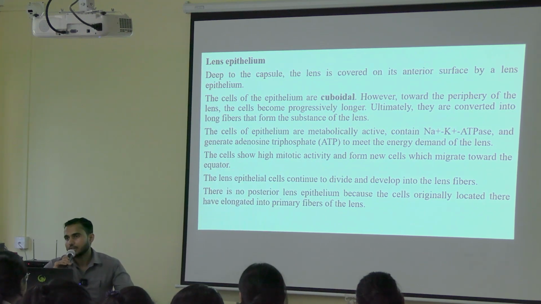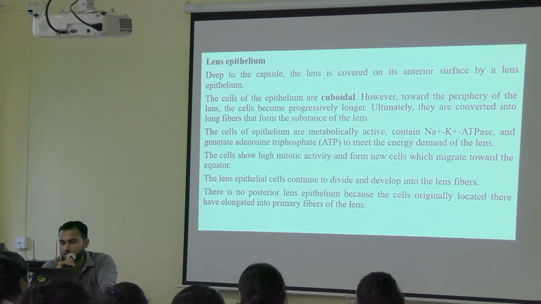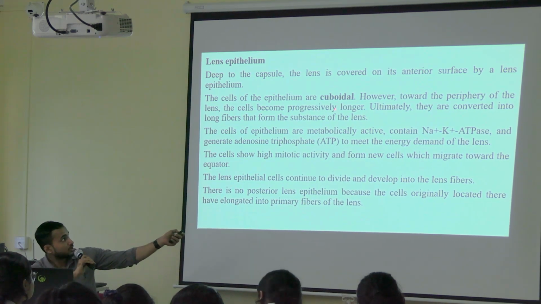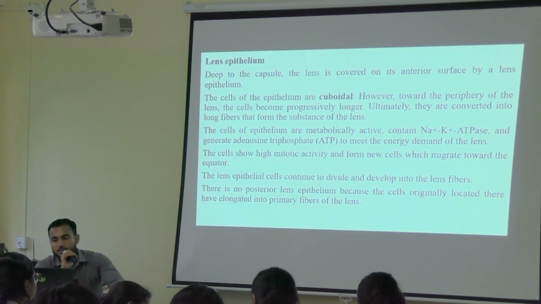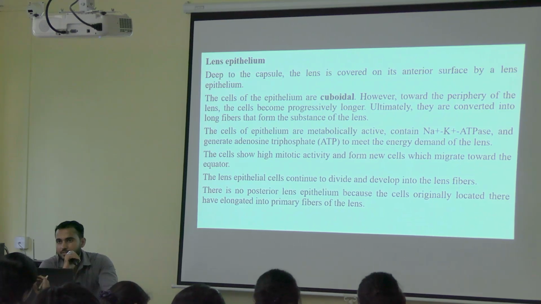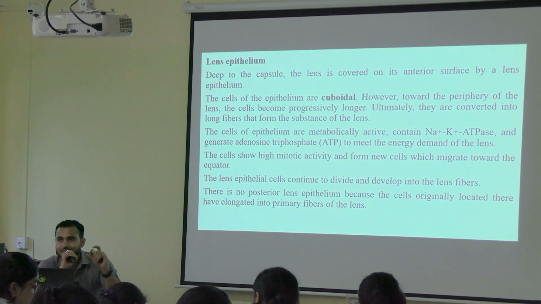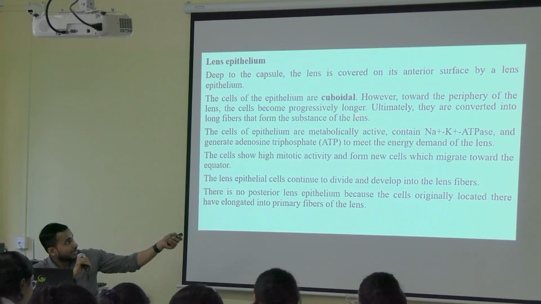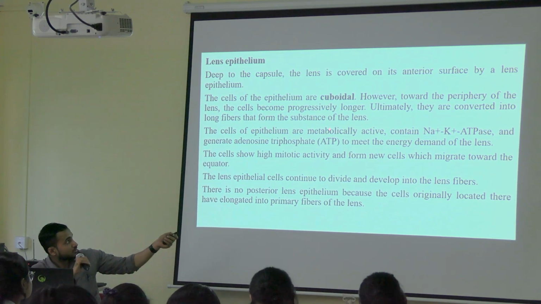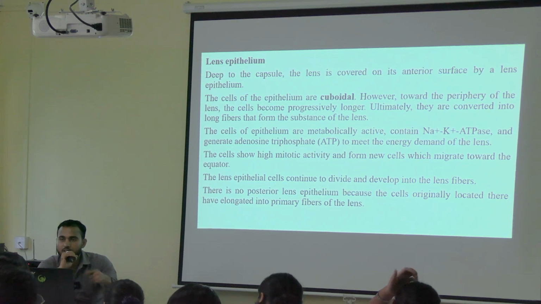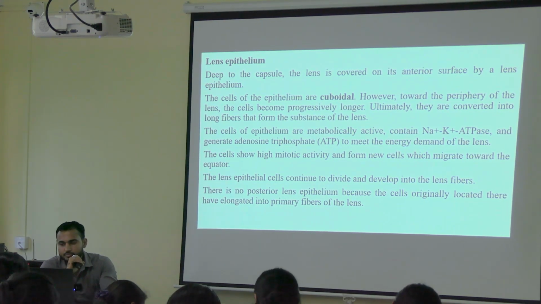Posteriorly, it is absent. Lens epithelium is not there. Which type of cells are present? As you can see, these are cuboidal cells. However, when you go from the anterior aspect towards the periphery, the cells will become longer. Ultimately, they are converted into lens fiber. So from epithelium only, the lens fibers are formed.